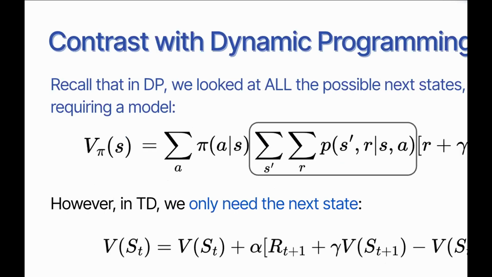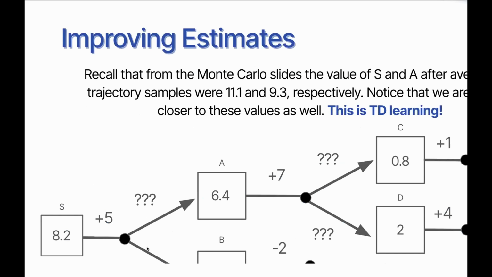Okay. And just to contrast with dynamic programming, because I feel like the two equations look kind of the same, right? In DP, we looked at all possible next states, but now we only look at the one possible next state. And this is why it's model free. Imagine this randomness: in dynamic programming, you'd have to consider both of these states when making the update, and so you need to know these probabilities.